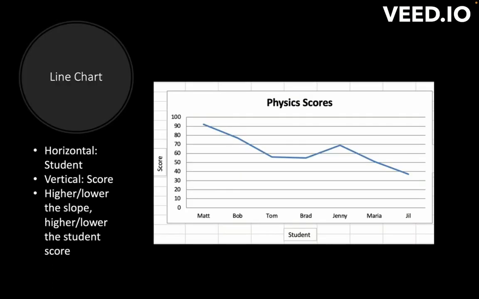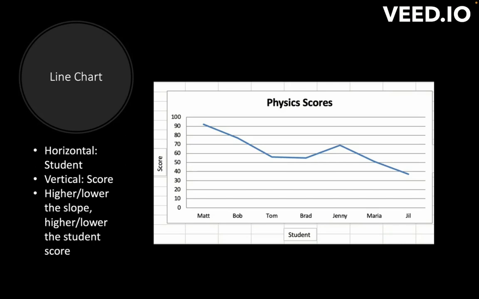This is the line chart. So the horizontal are the students' names. So Matt, Bob, Tom, Brad, Jenny, Maria, Jill are the students' names. The vertical is the scores, ranging from 0 to 100. And the higher or lower the slope, the higher or lower the student's score. So the higher the slope, the higher the student's score is, and the lower the slope, the lower the student's score is.